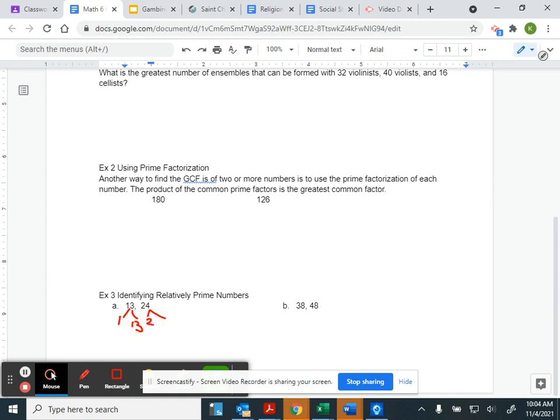Well, you know what? Let's do it this way. Let's write them out. 13 and 24. 13 is 1 and 13. 24 is 1, 2, 3, 4, 6, 8, 12, and 24. The only factor they share is the 1. So it is relatively prime.